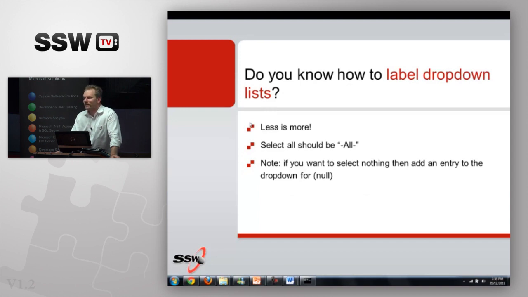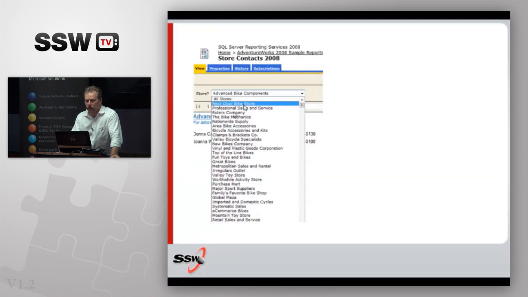So, do you know how to label drop-down lists? Now, I would like to know if you agree with me, but I like all these selection type combo boxes to have All in them. As an example, see this? I like this to have that entry at the top for reporting purposes.